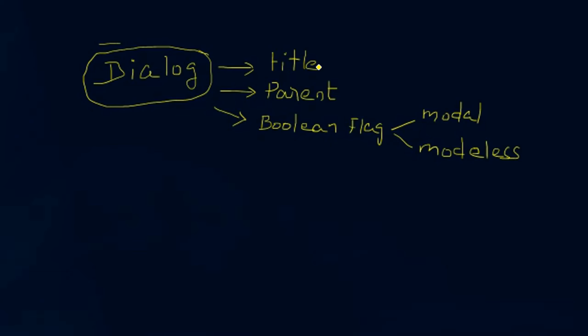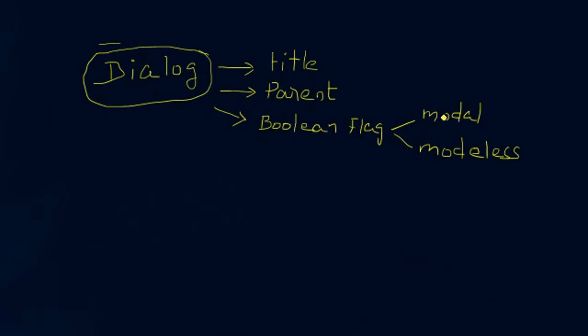The title will be displayed in the top portion of the dialog, just like a frame window. The dialog can also display a title, and we can set that through the constructor or using the setter method. Then the parent: as already told, the parent can be a dialog or a frame window. When you close the parent, it will close the underlying dialog. When the dialog is displayed as modal, you cannot access the frame window, but if it is modeless, you can access the frame window.